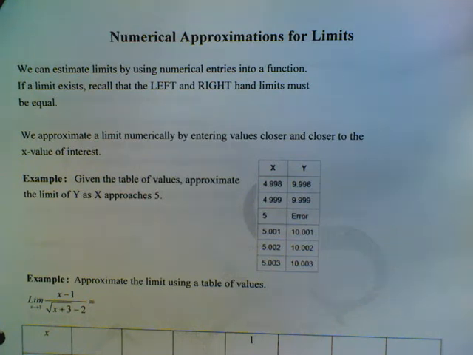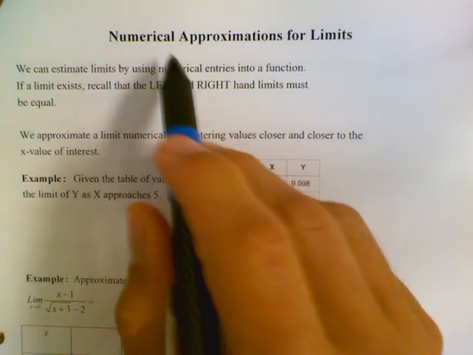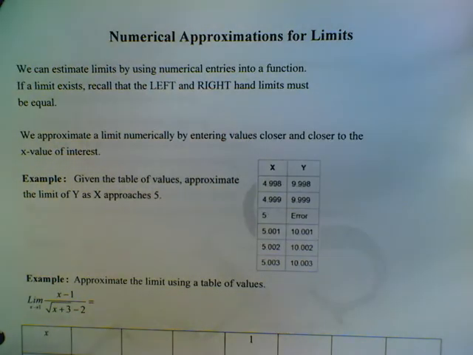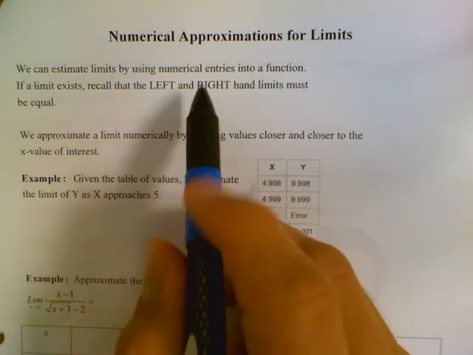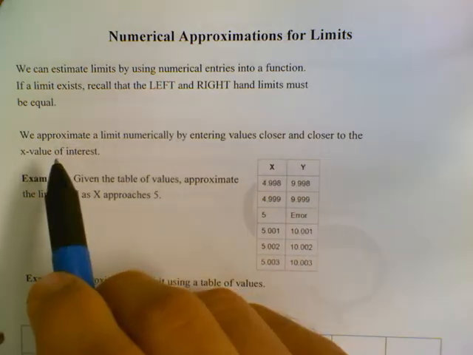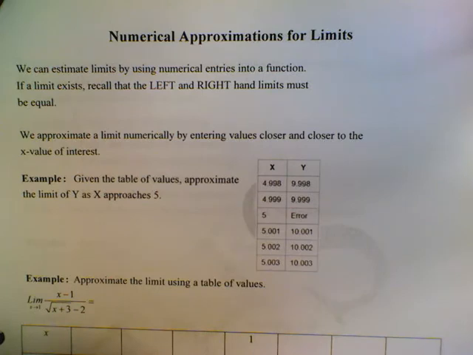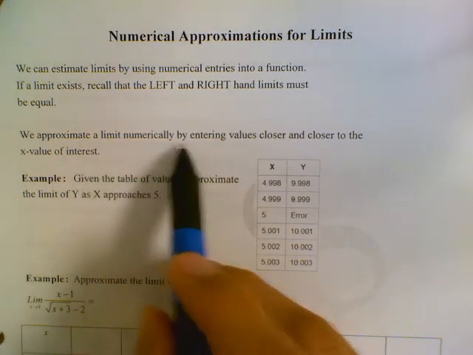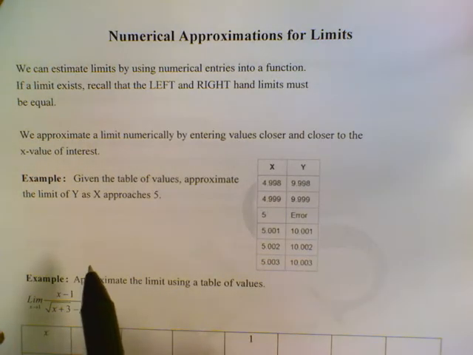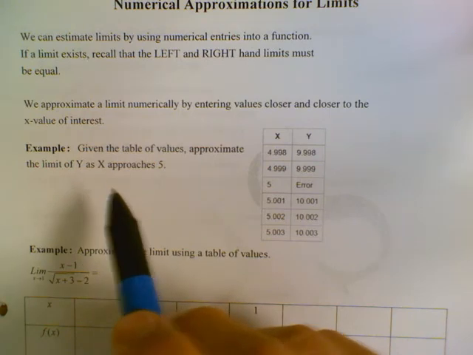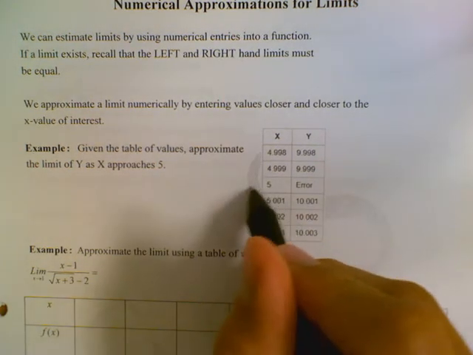Hi folks, in today's lesson we are going to be learning about numerical approximations for limits. Basically we're going to be looking at tables. So we can estimate limits by using numerical entries into a function. If a limit exists, recall that the left-hand and right-hand limits must be equal. We approximate a limit by entering values closer and closer to the x value of interest. So let's say that we were interested in the x value 5.